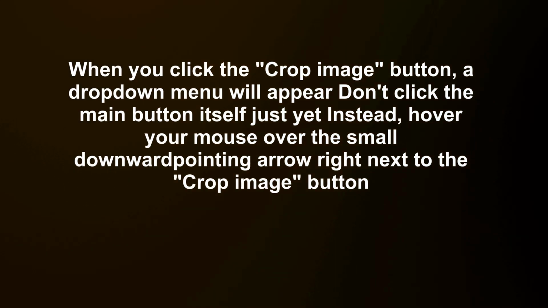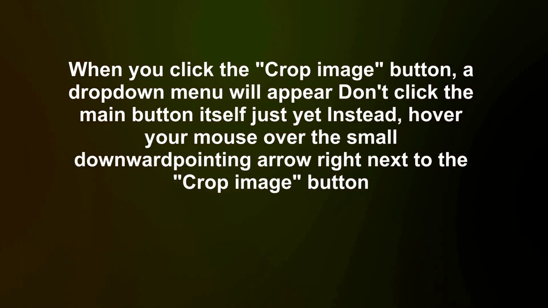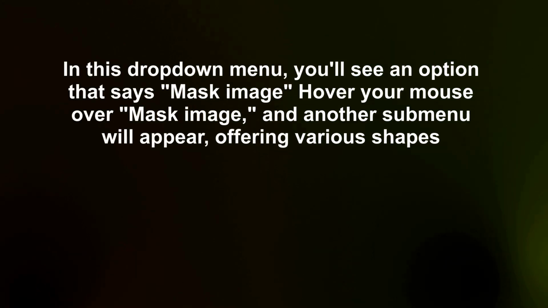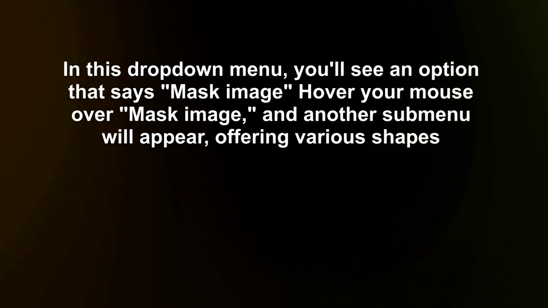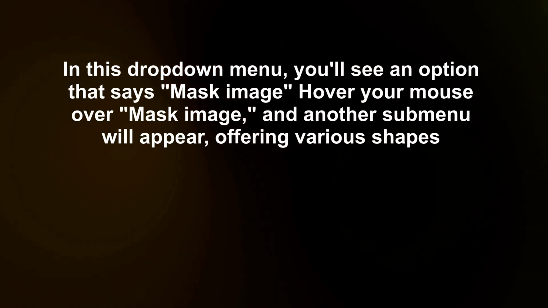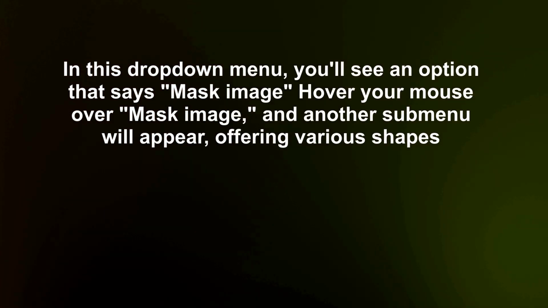Don't click the main button itself just yet. Instead, hover your mouse over the small downward pointing arrow right next to the Crop Image button. In this drop-down menu, you'll see an option that says Mask Image. Hover your mouse over Mask Image, and another submenu will appear, offering various shapes.